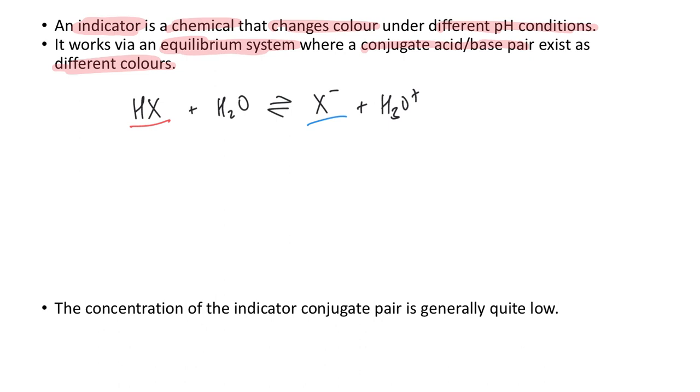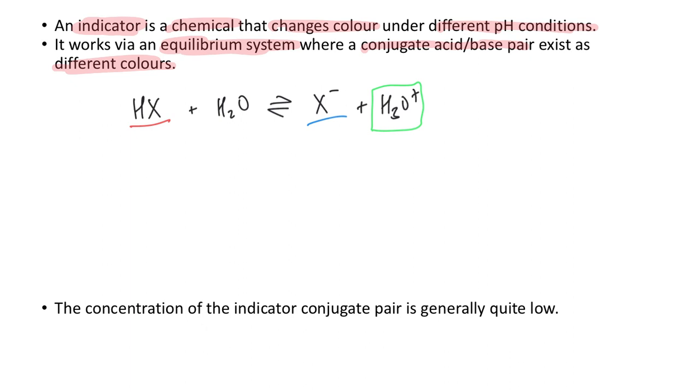When we change the concentration of the H3O plus, if we make it higher or lower, the equilibrium system will shift and the concentration of the HX or the X minus and their colored forms will change, and therefore the color of the system will change. So that's the idea behind it. The concentration of the indicator conjugate pair is generally quite low, otherwise it would be a buffer, and we'll learn about buffers in the next video.